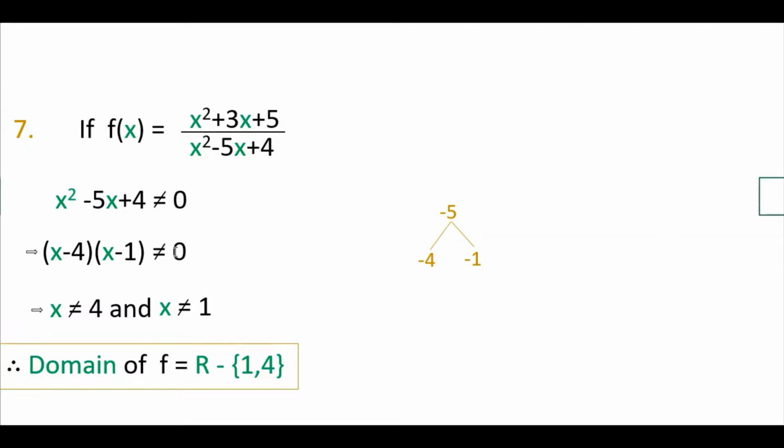So x minus 4 is not equal to 0 and x minus 1 is not equal to 0. Therefore, x is not equal to 4 and x is not equal to 1. So except 4 and 1, the set of all the other real numbers is the domain of that function. Therefore, the domain of f is equal to R minus, except these two values, {1, 4}.